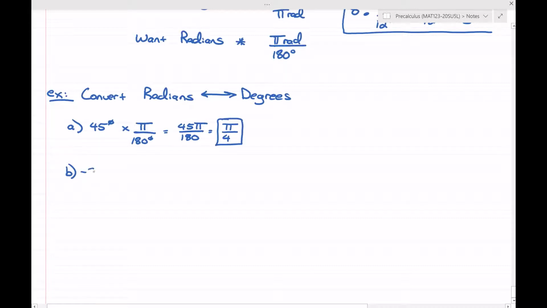What about negative 270 degrees? If we want radians, we're going to multiply by what we want over what we don't want. Degrees cancel. And you could even just ask your calculator to do this conversion for you.